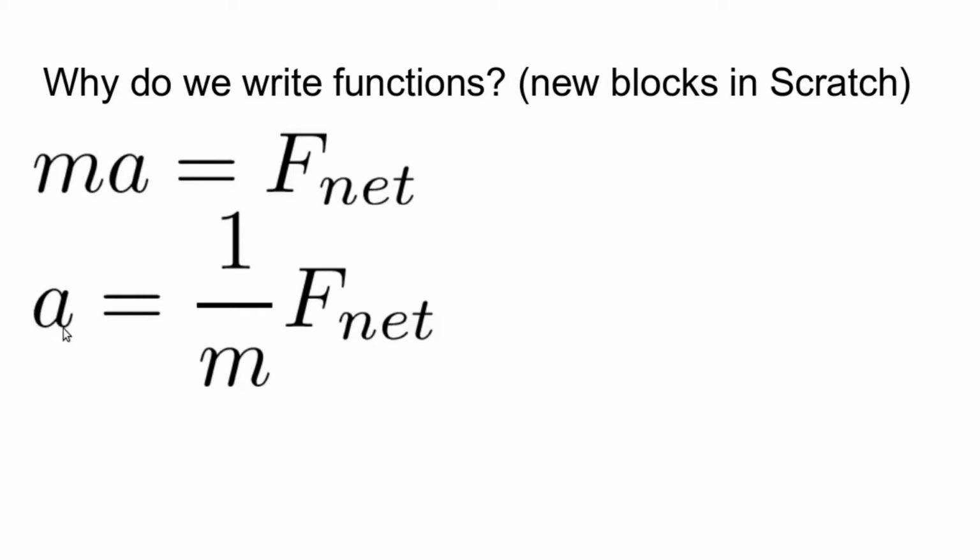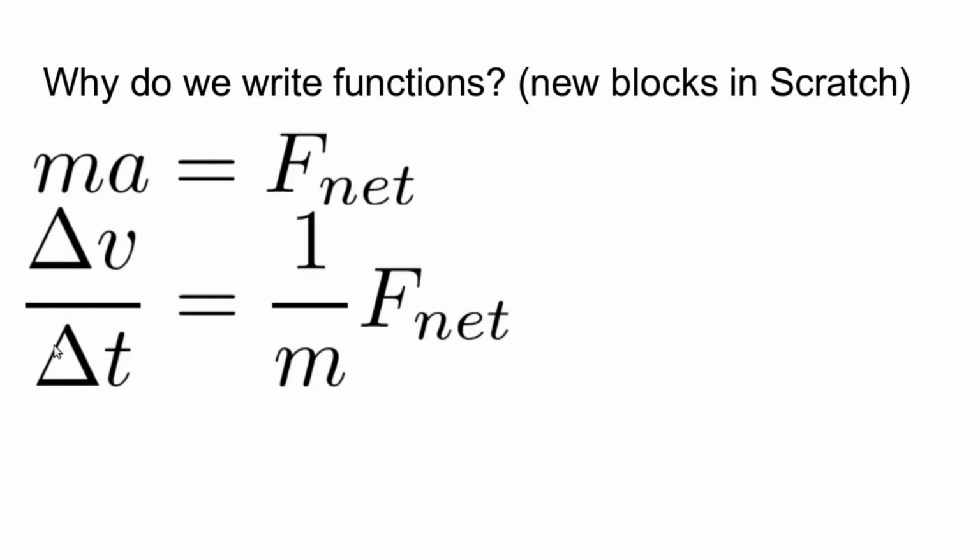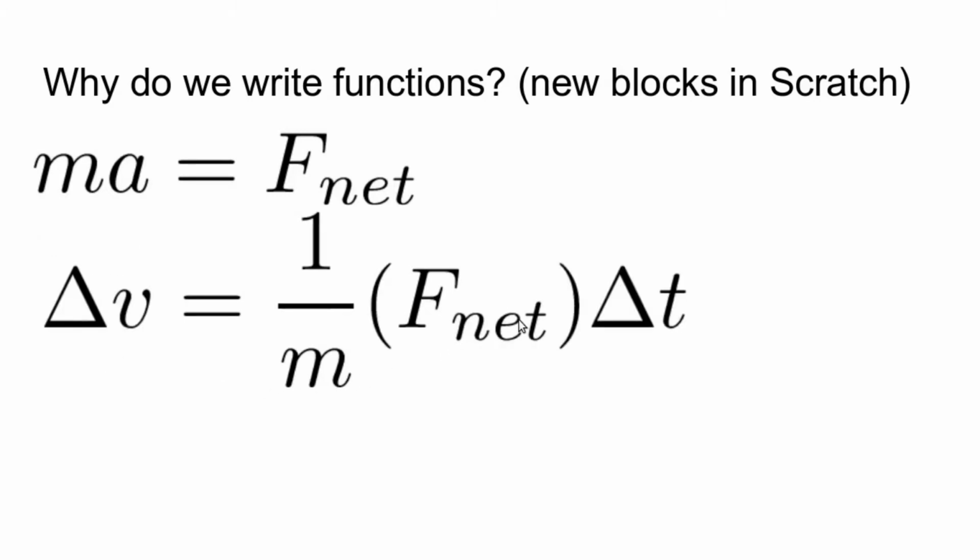I know it's how quickly the velocity is changing with respect to time. So it's the change in velocity over the change in time. That's a, and that's equal to 1 over m times the net force. The thing I really care about updating in my code is the velocity, so I want to know how much to change by. That's delta v. So I could multiply both sides by delta t, bringing my delta t over here. And now I have an expression just for my change in velocity. It's 1 over m times the net force, whatever that is, times how much time has gone by.